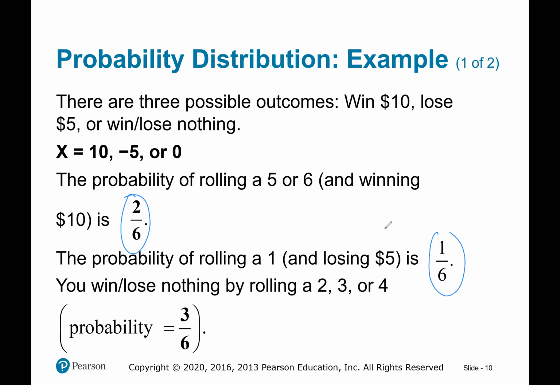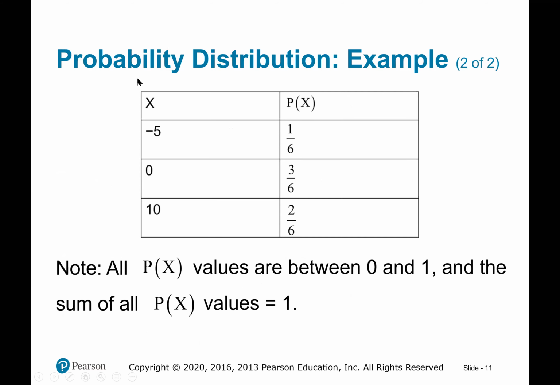Okay, and lastly, nothing: we're going to get 2, 3, or 4. That's going to be 3 out of 6. So that is the explanation, and now here is a table that they need. This is exactly what I just did for you guys.